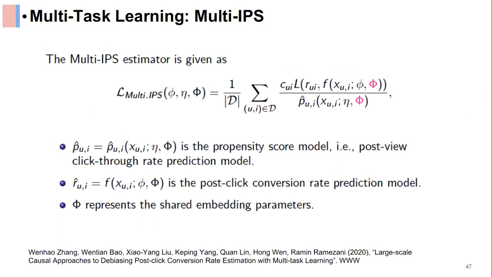The multi-task IPS estimate is given in this equation, which has the same form as the basic IPS estimator, but with parameter sharing. Here, the parameter theta denotes the CTR, and the recommendation model is the CVR, and phi represents the shared embedding parameter.